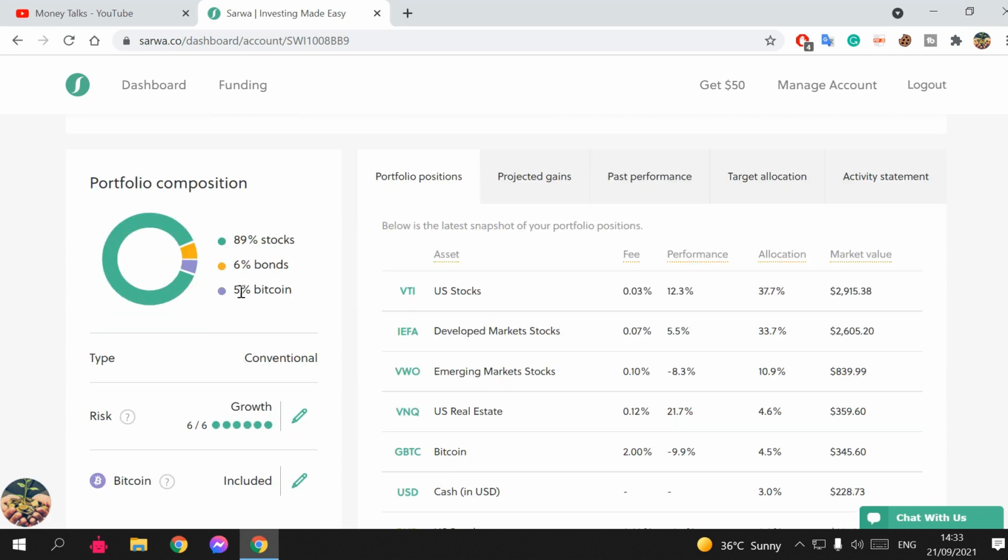And these are the assets. As you can see, these are the performing assets. And one of the major downsides of all of them is Bitcoin. It's down almost 10%. VWO is still on the downtrend, and the rest is still in the uptrend, but it was more like 15%. Now it's down 12.3%. Also, the US real estate was up, now it's a little bit down, which is okay.